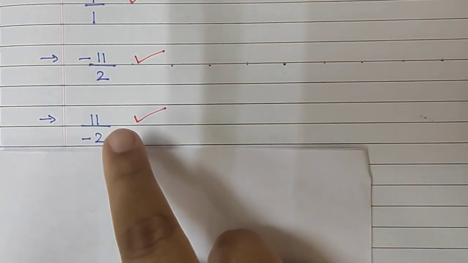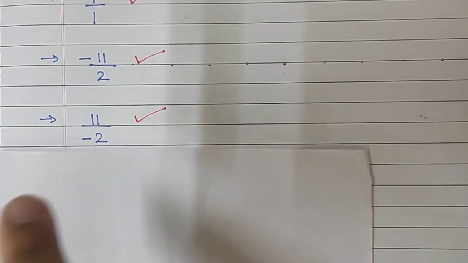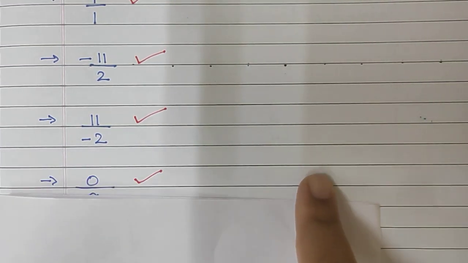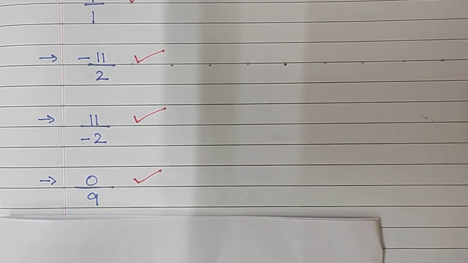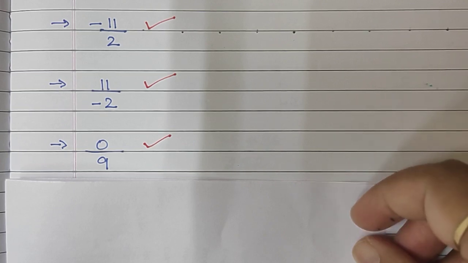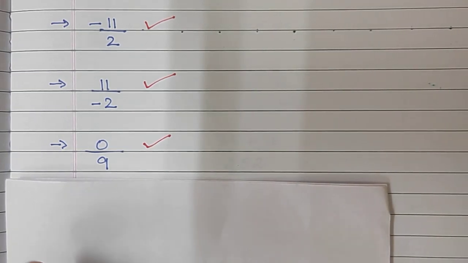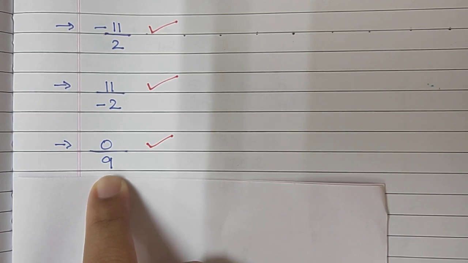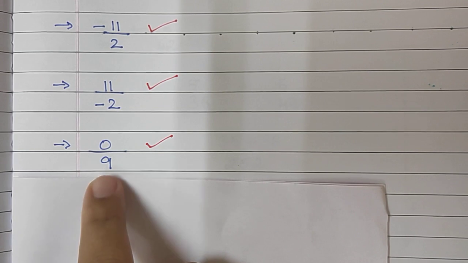Let's check the next one. Again, our numerator and denominator are both non-zero integers. Therefore, again, this is a rational number. Now here, if you can see, the numerator is 0. Yes, 0 comes in whole numbers, so it's a part of integers. The denominator is 9. It is an integer, so this is a rational number.